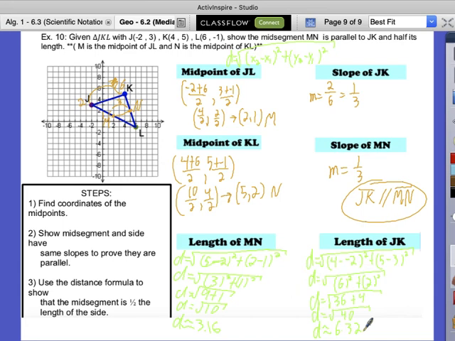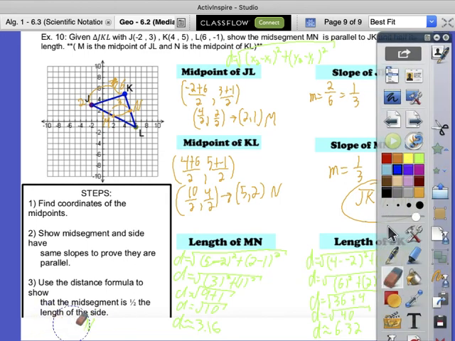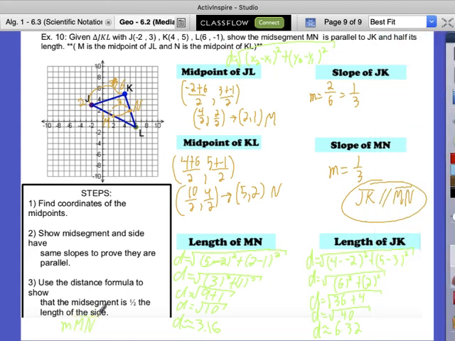So one thing I want us to write off to the side, just like we wrote this off to the side, and I'm going to write it over here because I ran out of room, is that the measure of segment MN is equal to 1/2 the measure of segment JK, which is what we were asked to show. So we were asked to show both that and that they're parallel. Whew. That was a lot, wasn't it?